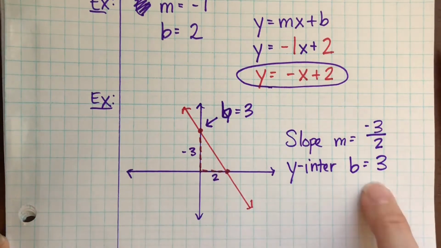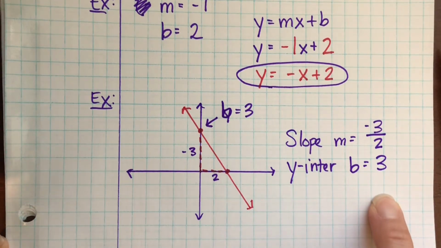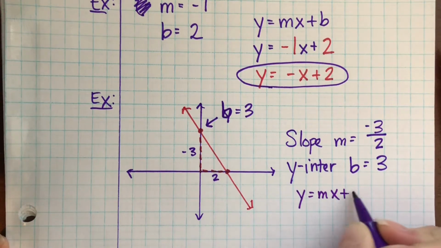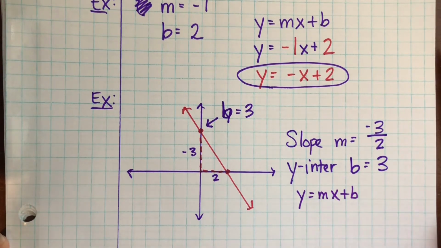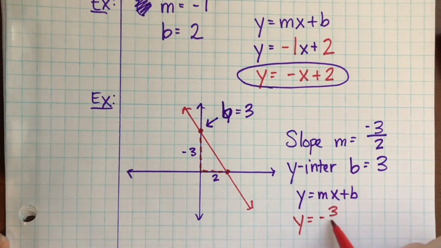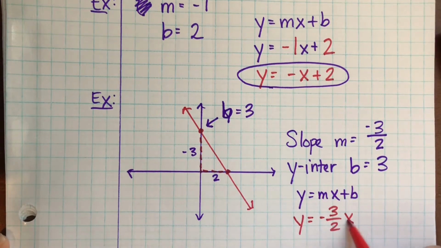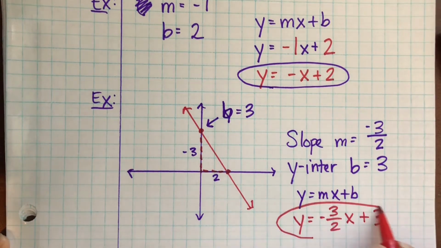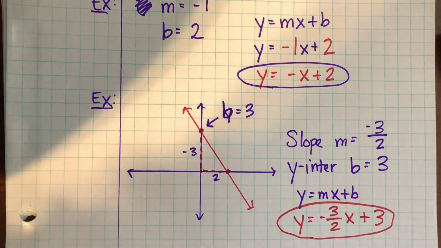Now that I have this key information, I can take y equals mx plus b and plug in that key information. So our slope is negative 3 halves x. Our y-intercept is positive 3, and there you have it. That is the equation to that line.